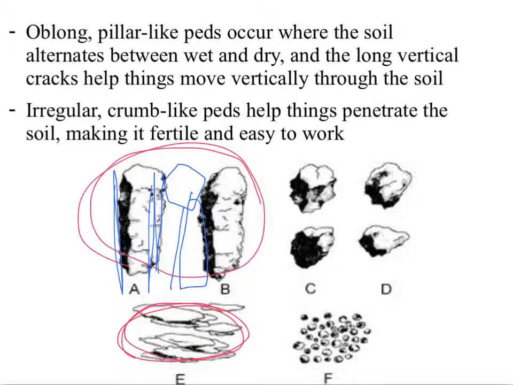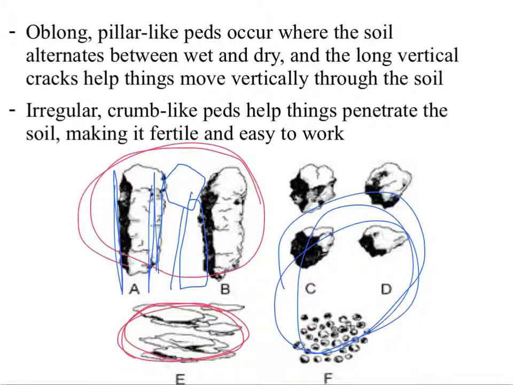The best soil for growing things is kind of like a conglomeration of these things. These tend to be irregular, and they're crumb-like peds. And these have a lot of air pockets in them, and they help more air or water or roots penetrate into the soil, and so it's fertile and easy to work. And that's a little bit of a simplification, but that gets us what we want to know.